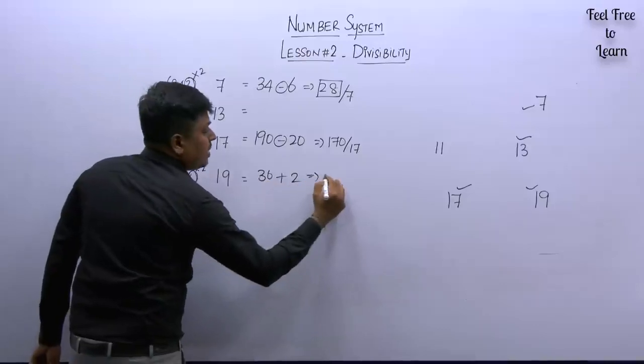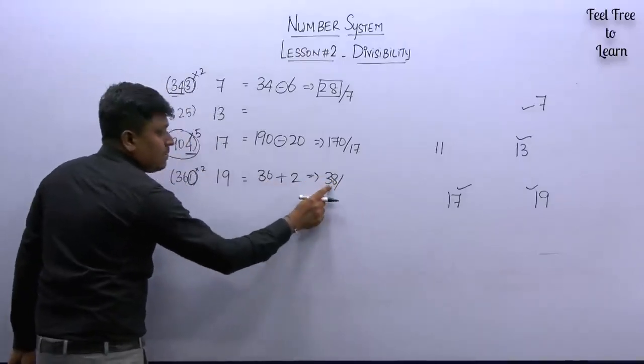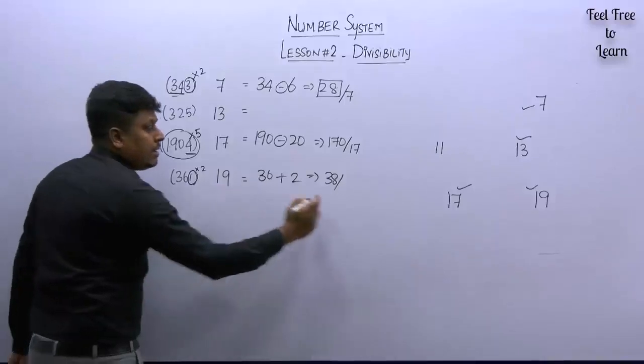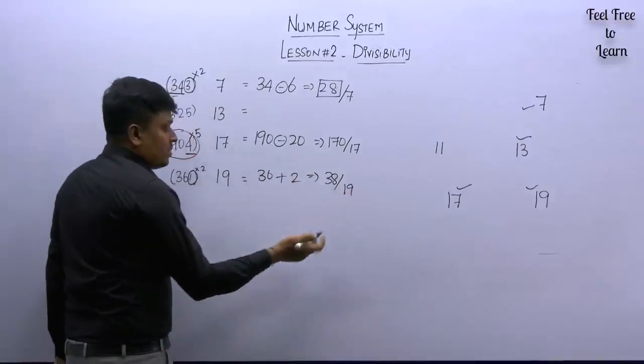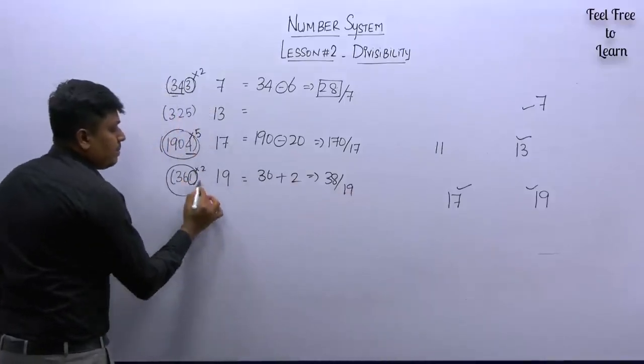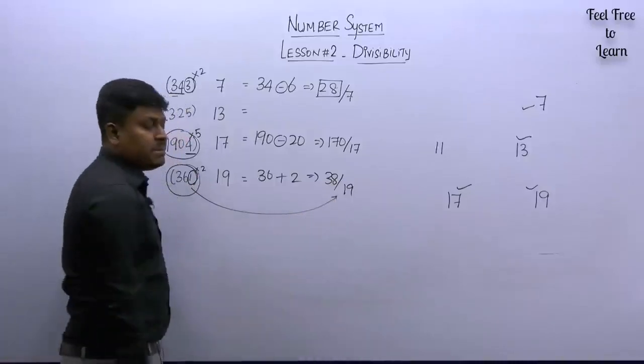36 plus 2 will be 38. So now check whether the number 38 is divisible by 19. Yes, 2 times it is divisible. So finally we can say that this complete 361 will be divisible by 19.